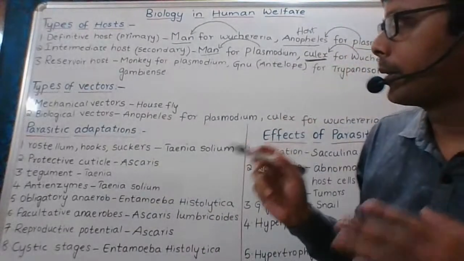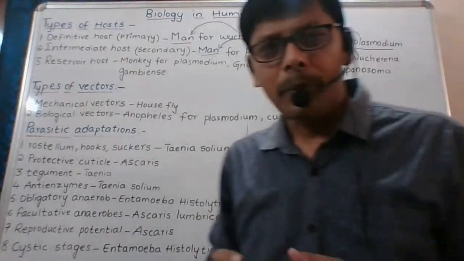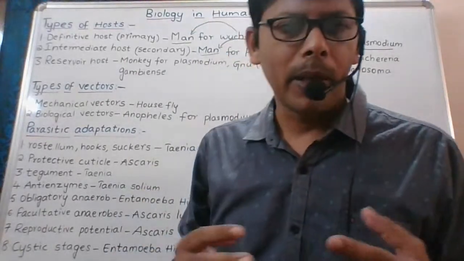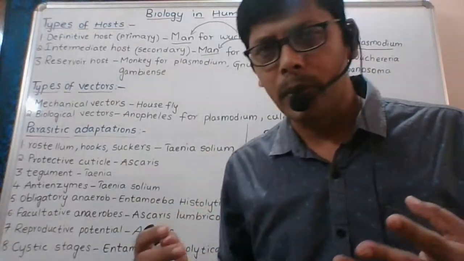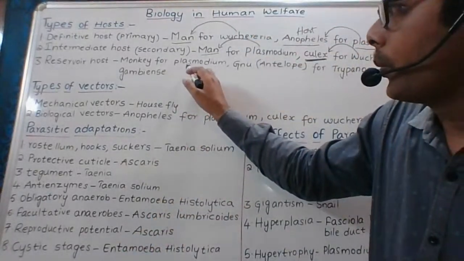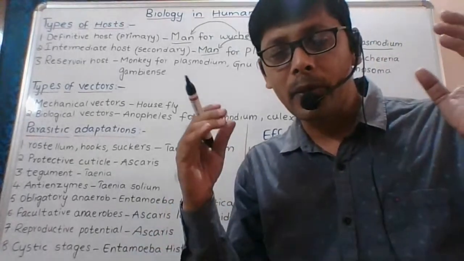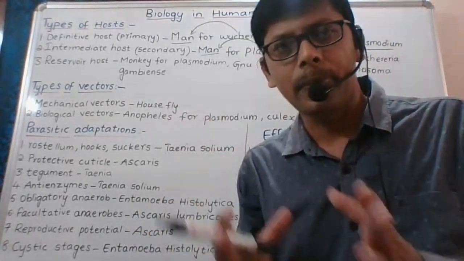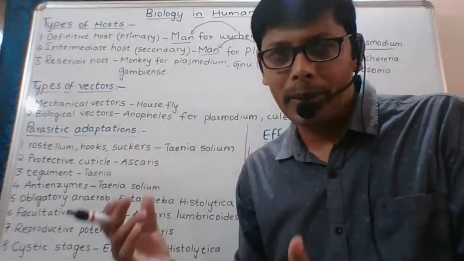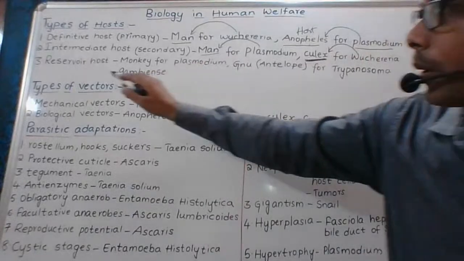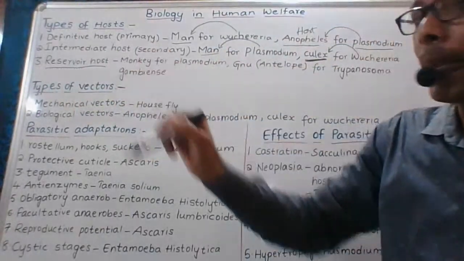Now come to the third one, reservoir host. When the main host is not available, for example for Plasmodium, the infective stages of Plasmodium temporarily take shelter in some other organism. But this organism neither gets the disease nor does development take place.